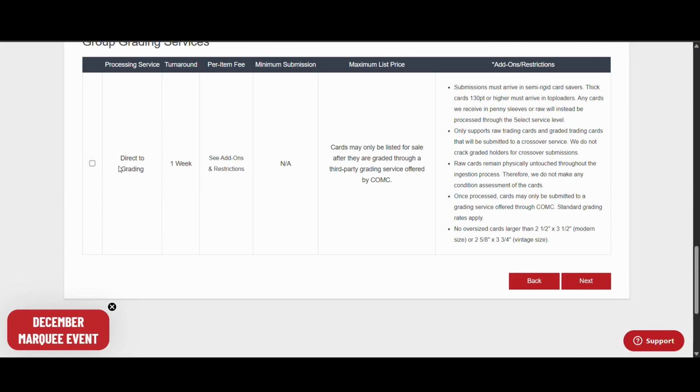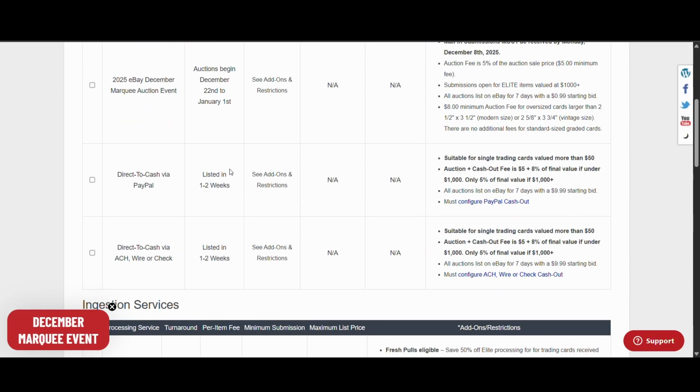And then also the direct to grading, it also only takes 1 week for them to get it and then submit it off to PSA, and then PSA will take forever. But those are good options if you have cards in hand currently, they're not in your platform, but you want to send a card off to sell on eBay and not have to do any of the work yourself. This is just like any other consignment company if you were to send it through DC sports cards or something. But again, I wouldn't do this for cards that are under about $100.